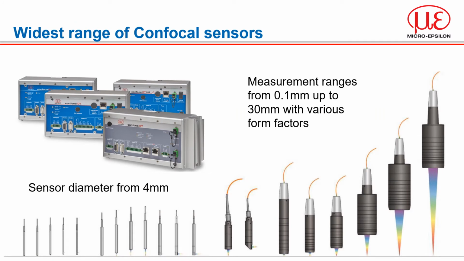In terms of sensor heads, at Micro-Epsilon we offer the widest selection of sensors and controllers. Sensor diameters can be as small as 4 mm and can be offered with axial or radial 90-degree measuring direction. Our longest measurement range is 30 mm, and we also offer specialist sensors for use in vacuum applications.